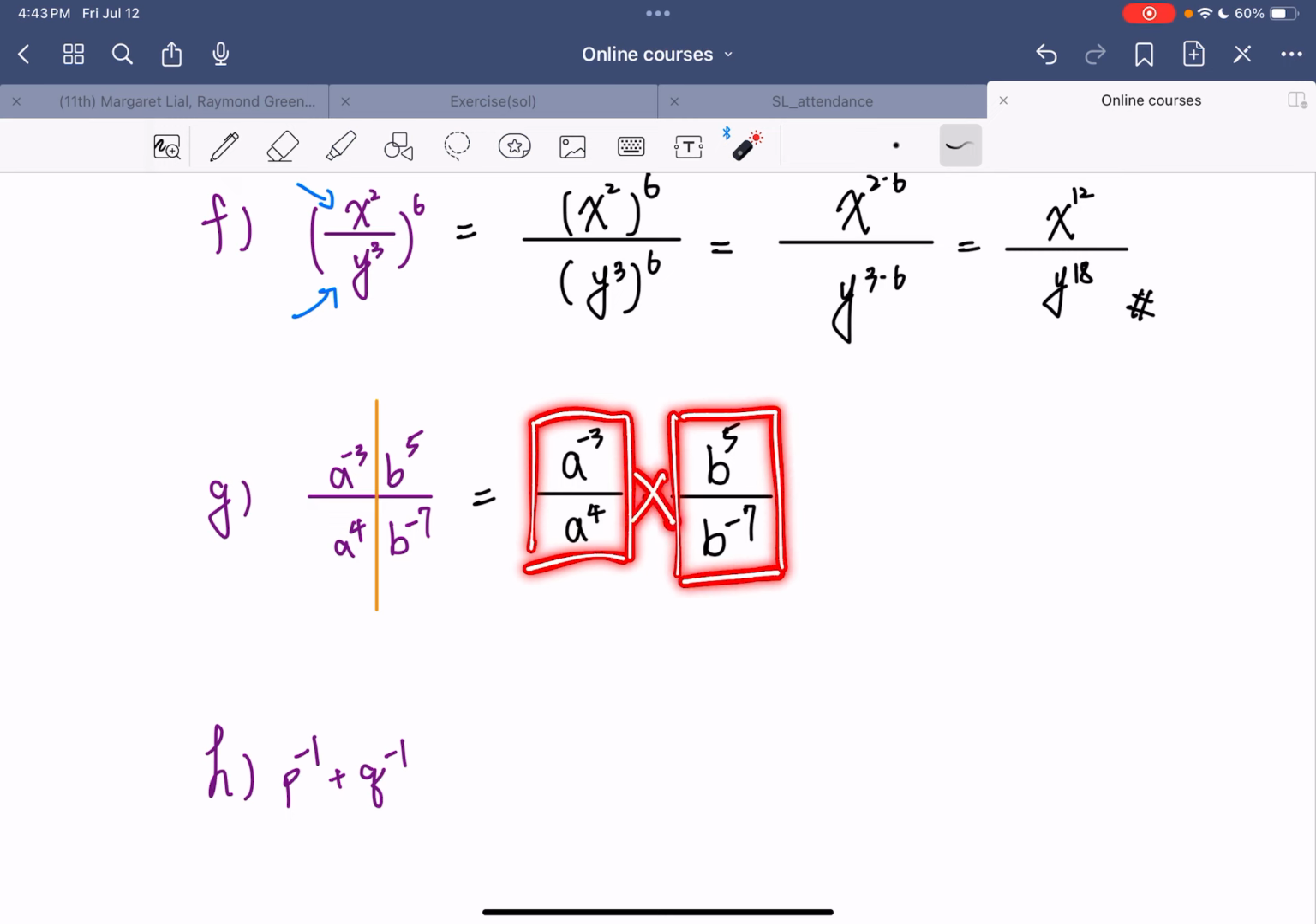Okay, so here we get a with -3 minus 4, that will become -7, and then we times with b, that is 5 minus negative 7, and we know that will become addition. So that will become 5 plus 7 is 12, and this will be your final answer.